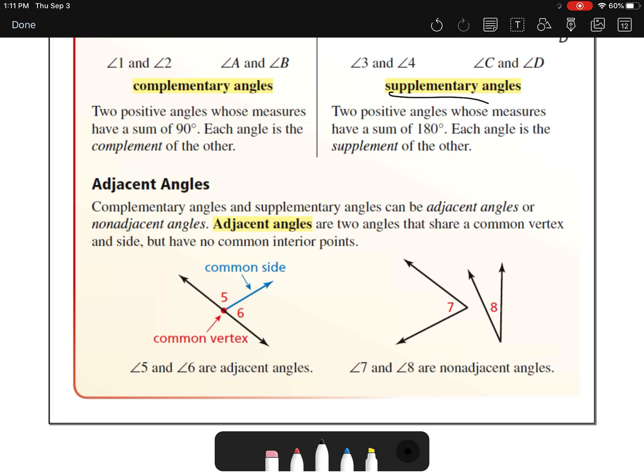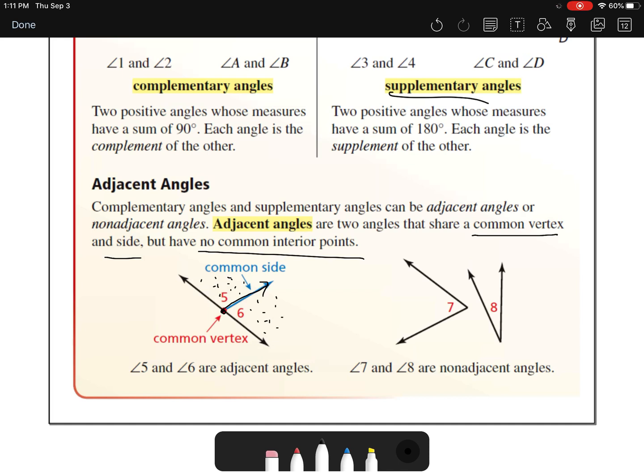Okay? Now the third concept here we call adjacent angles. Now there's some things about adjacent angles that we want to understand. We have a couple of things in common. They have to have a common vertex. They have to have a common side. The other thing that they can't have is they share no common interior points. So they share common vertex, share common side, but they don't have any interior points in common.